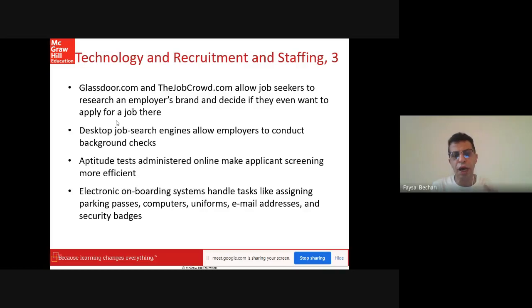So as we said, there are so many apps that you can utilize in your services. One more is the electronic onboarding system, which handles tasks like assigning a parking pass, computer, uniforms, email address, and security badges. So it's a hub where they can give a computer to an employee, assign a parking pass, give the uniform, and assign an email address and security badges. The electronic onboarding system can handle all these things.